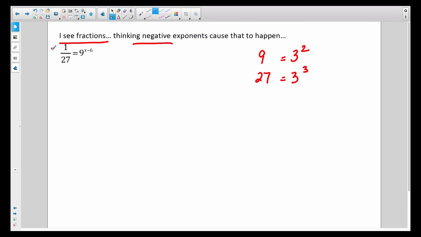Now, how do you do the fraction? Well, you know that now. Now you know it's going to be 3 to the negative 3. Put that in parentheses just for good habit, even though you don't need it here, because there was no original exponent attached. On the right-hand side, I'm going to write 3 squared instead of 9, and raise that to the original x minus 6. Let's use the power rule.